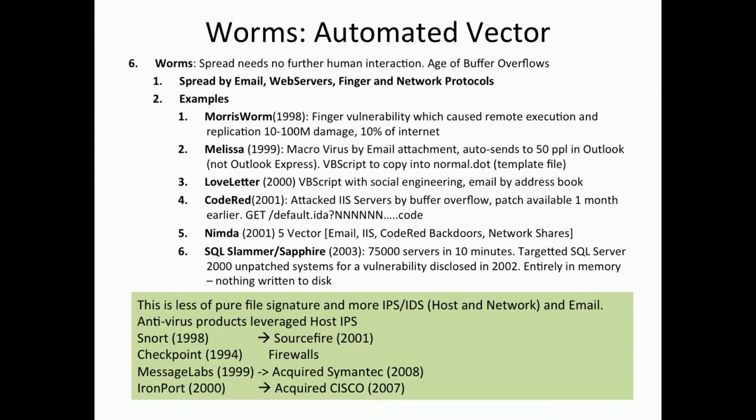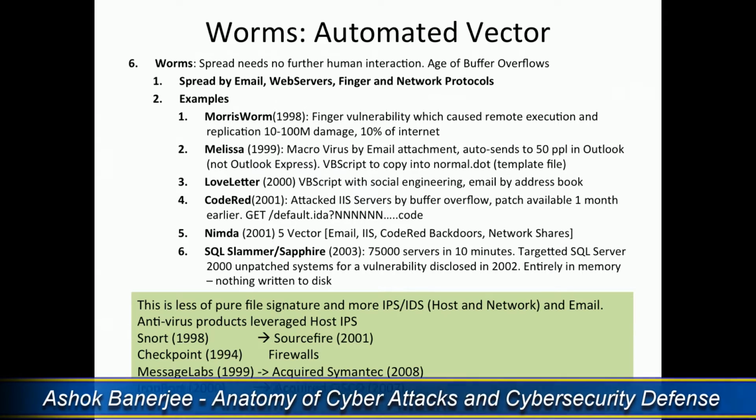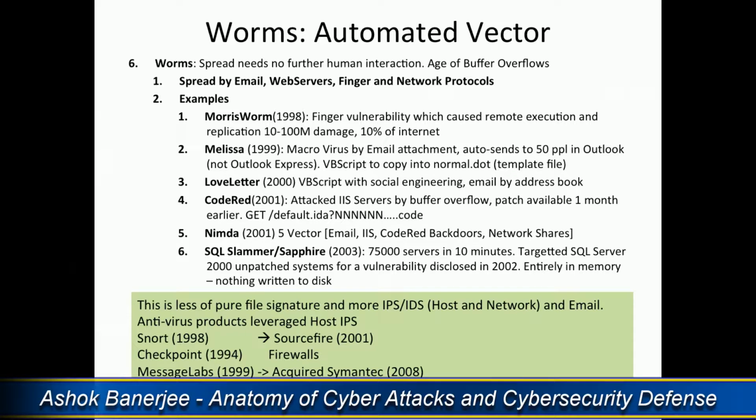I'll give an example. Probably the first one was the Morris Worm, which is basically a vulnerability in the finger command, and you cause remote execution, and it can replicate very, very rapidly. So 10% of the internet. This is not a category where you can go with traditional file-based signatures. You just don't have time.